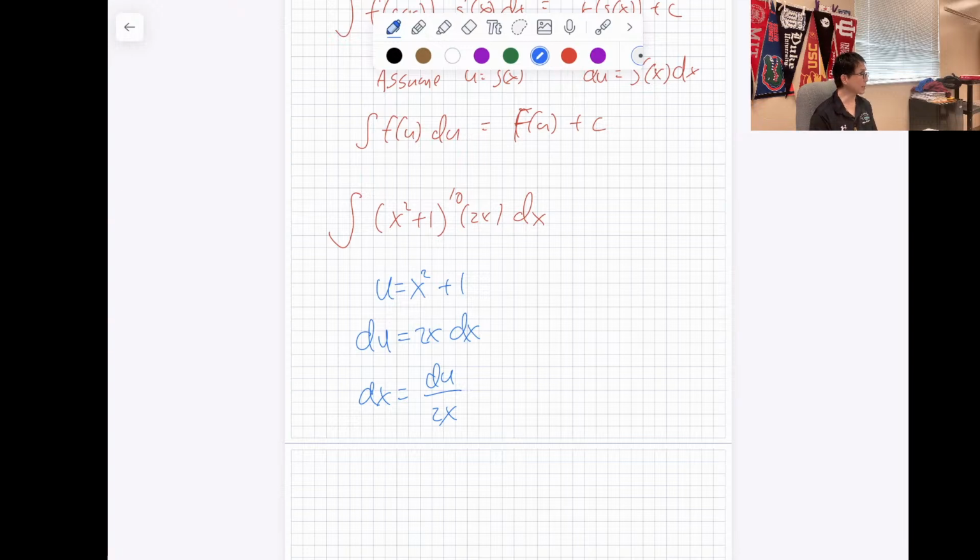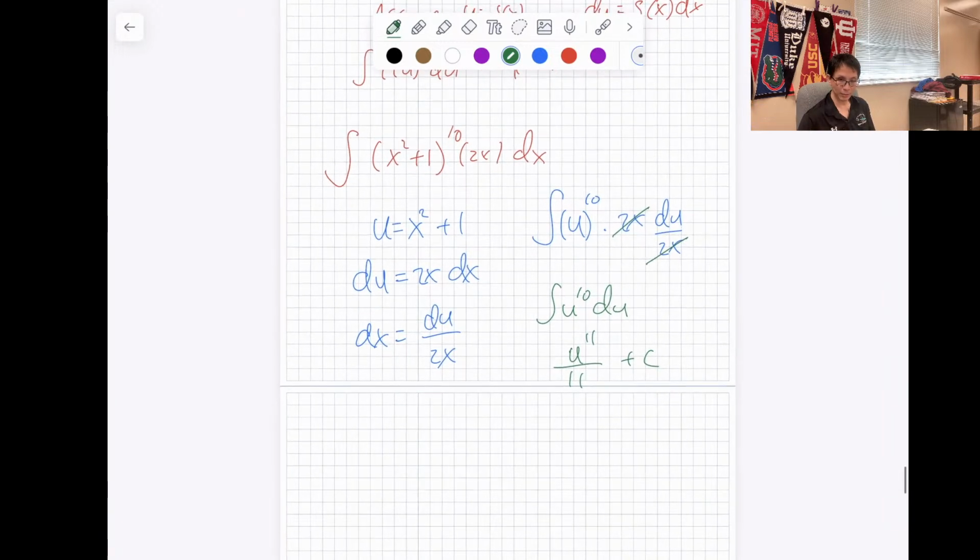Now, whatever x you have, you're going to convert to u. So that's going to be u to the 10th power. Does that make sense? Times 2x, and dx is going to be du over 2x. You see that magically they cancel out, which is something we know how to integrate. That is u to the 11 over 11 plus c, which is x squared plus 1 to the 11 over 11 plus c. So this is called u substitution.